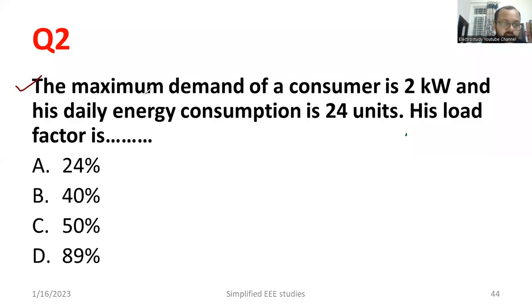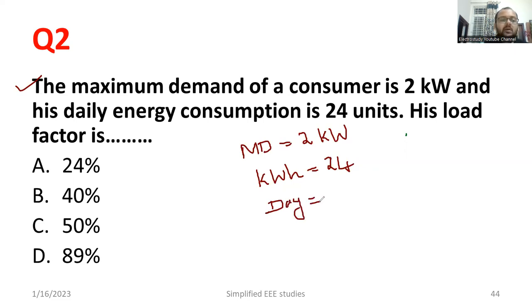Please refer to the second question. You need to calculate the maximum demand. The maximum demand of a customer is 2 kilowatts. No need to calculate, please write down the given data. The maximum demand of a customer is 2 kilowatts and his daily energy consumption is 24 units. So daily energy consumption we will write as kilowatt hour: 24 kilowatt hour. What is the duration? Day, right? Duration is a day. A day means there are 24 hours.